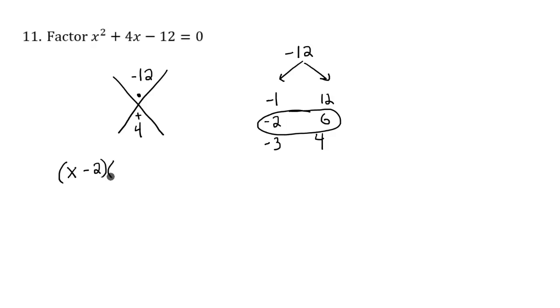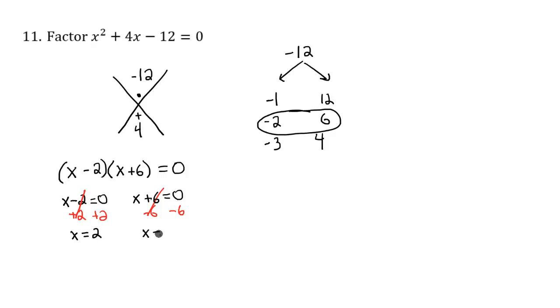That's one factor written as a binomial. And then our other factor is going to be x, and we had a positive 6. That all will be set equal to 0. And now we have to solve this, so we set both of these binomials equal to 0, and then we solve each one. To the left, I add 2 to both sides. This cancels out. I'm left with x equaling positive 2. And on this side, I want to take away 6 from both sides. So that cancels out, and I'm left with my other x value equaling negative 6.